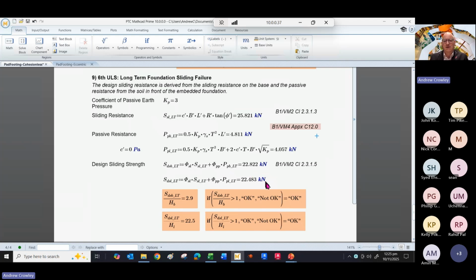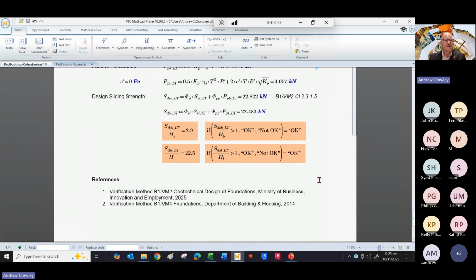in length and 22.4 in the width. So in both cases, they're okay. So that's the pad foundation concentric loading for cohesionless soils.